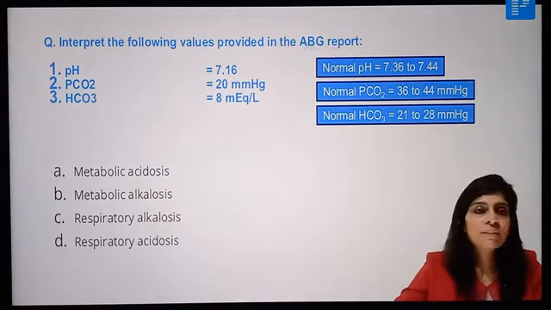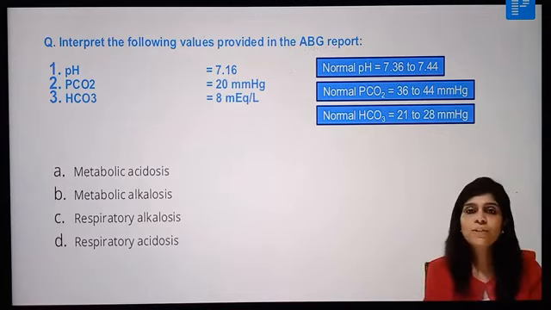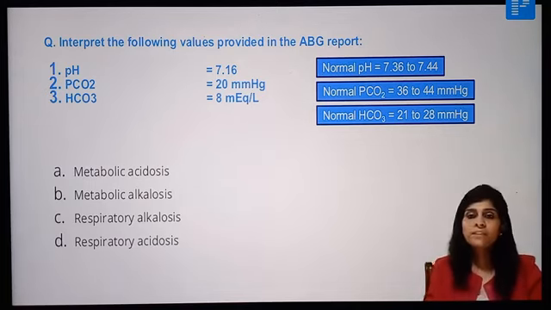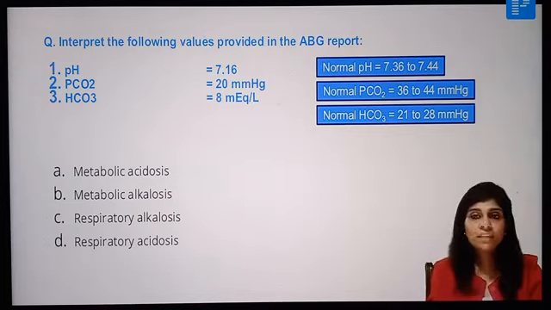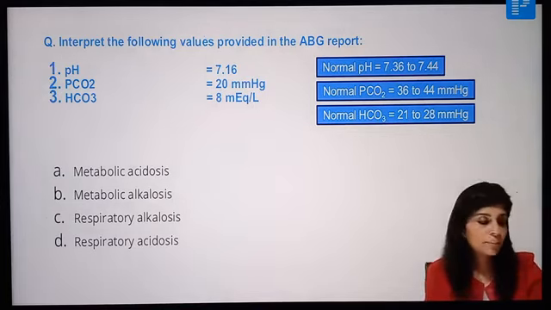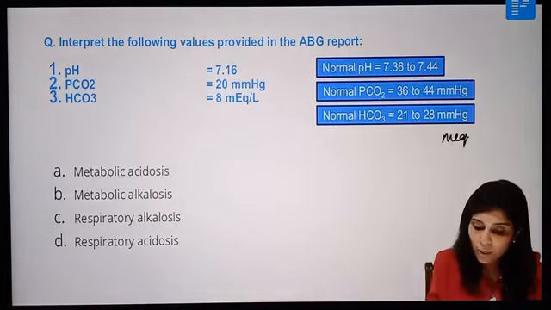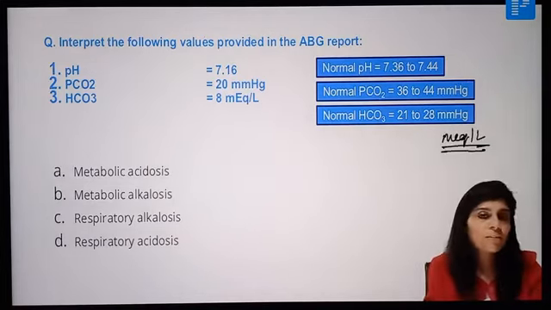So can you all repeat this along with me? What is the normal pH? The normal pH is 7.36 to 7.44. Normal PCO2, take off the 7, so it is 36 to 44 millimeters of mercury. Normal bicarbonate is 21 to 27 milliequivalents per liter. So it is milliequivalents per liter. These are the normal values.